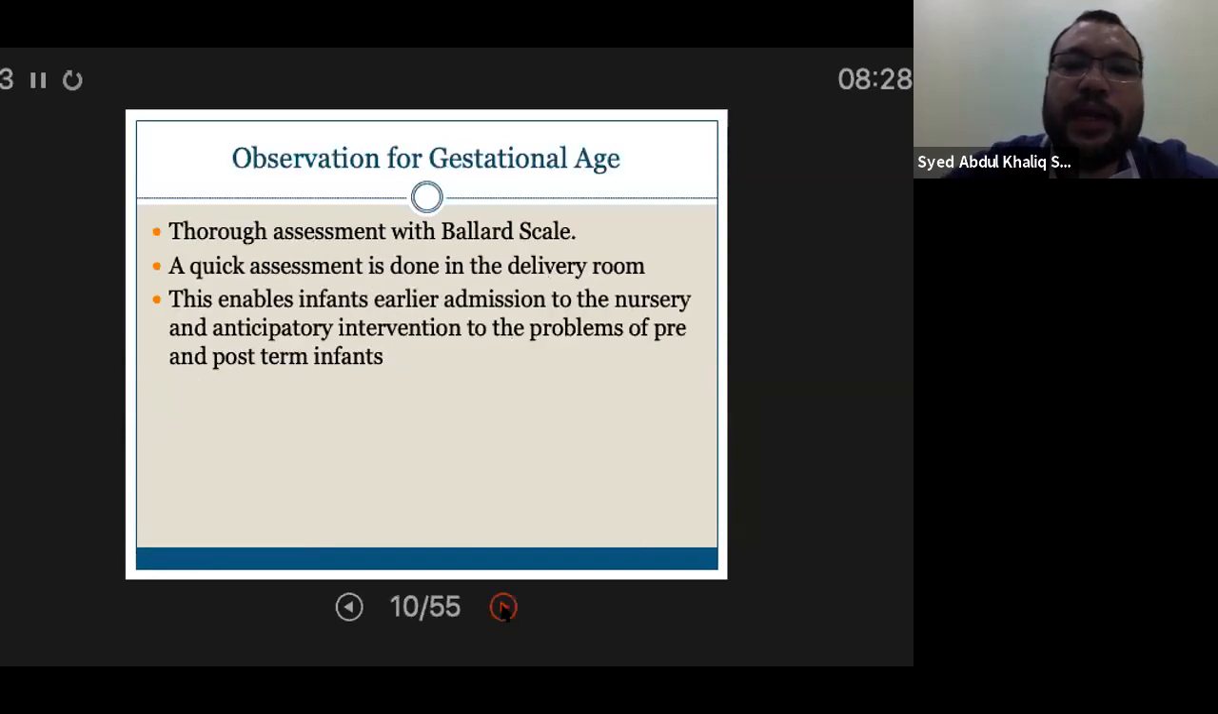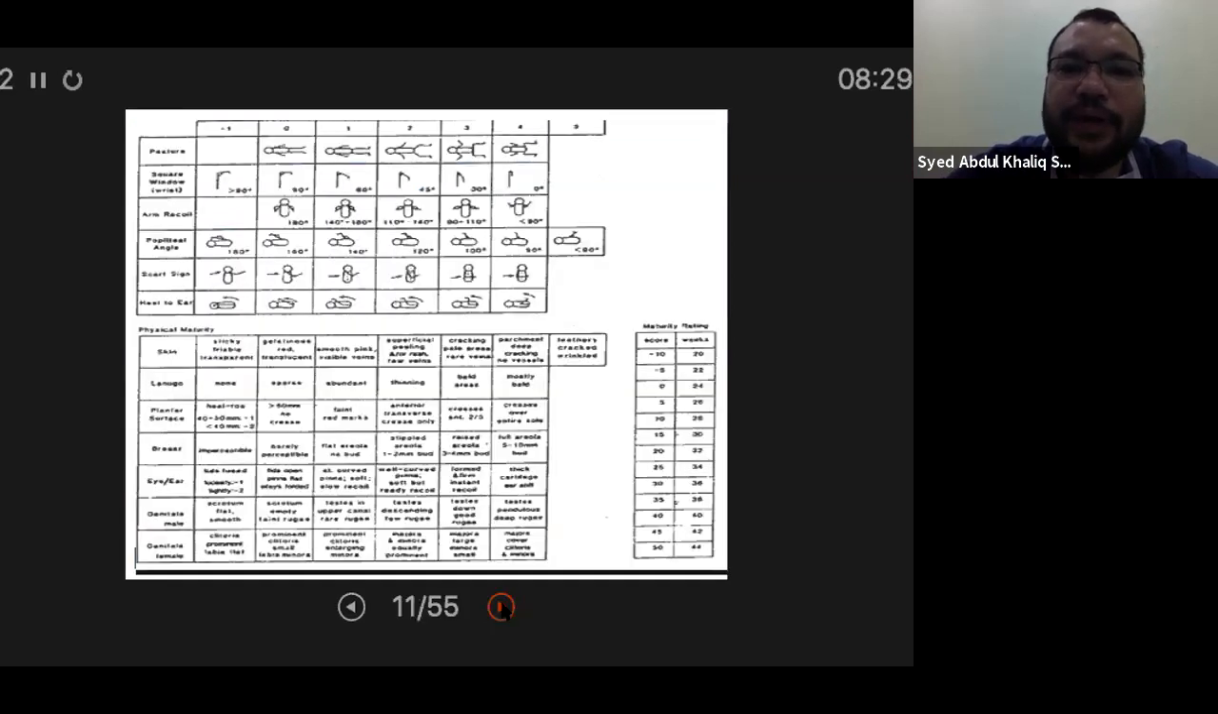Okay, and then gestational age. How do we assess gestational age? There are several methods, but the commonest is the Ballard scoring. Ballard scoring is a very quick assessment, but you just need to remember it, and then you can assess the gestational age of the baby. So this is an example of a Ballard score.